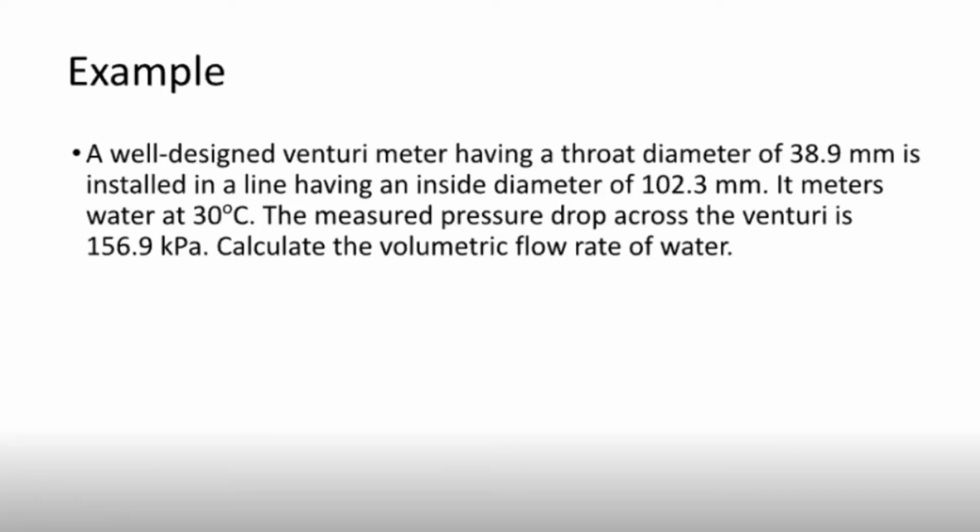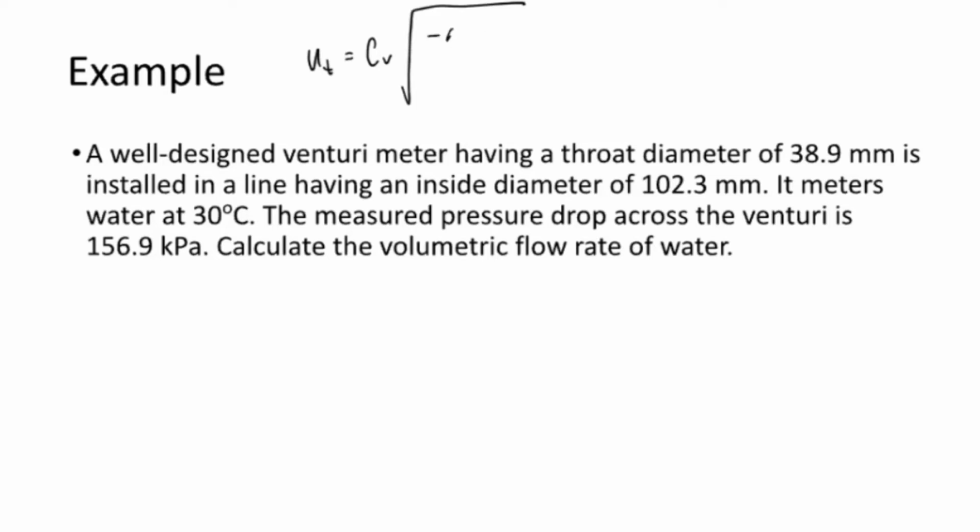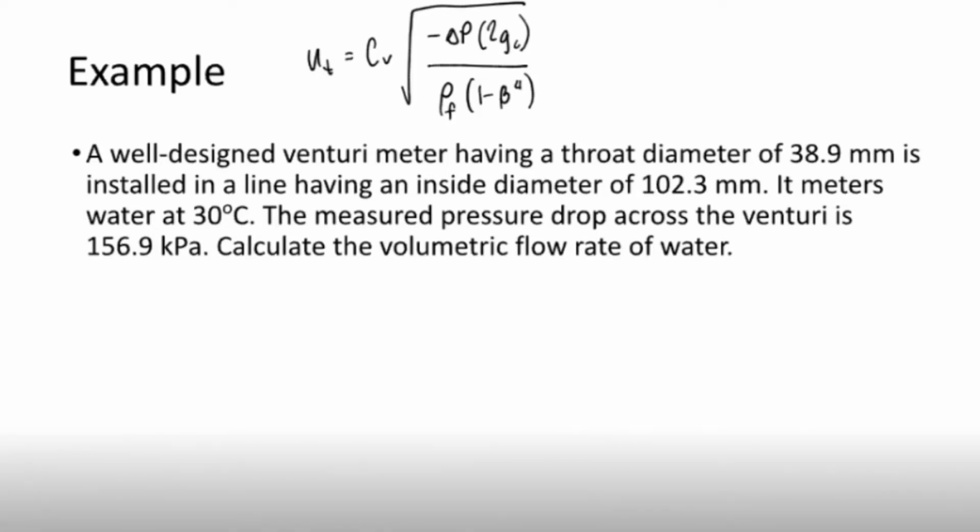Let us remember one of our governing equations for Venturi meters, that is, the velocity at the throat is equal to C_V multiplied by the square root of negative delta P times 2 g_c divided by the density of the fluid times 1 minus beta to the fourth power. I am using this form of the equation because we are already given our pressure drop, that's 156.9 kilopascals. If you are not given this pressure drop, then you have to use the other form of the equation wherein delta P is expressed in terms of rho g h.